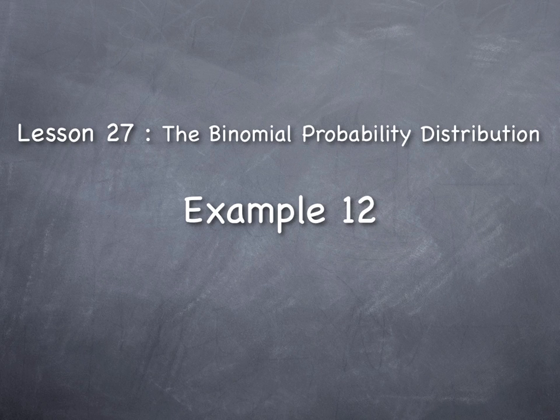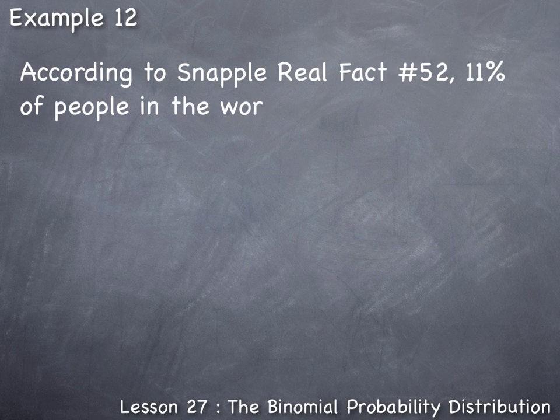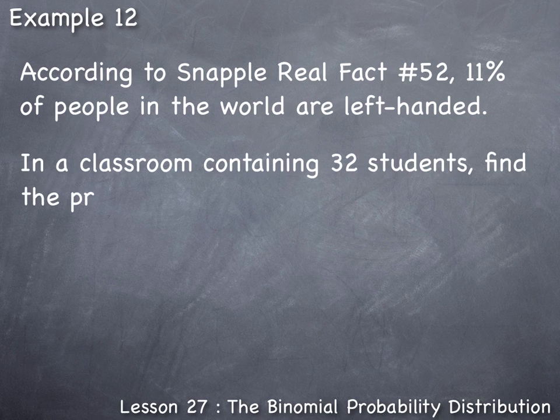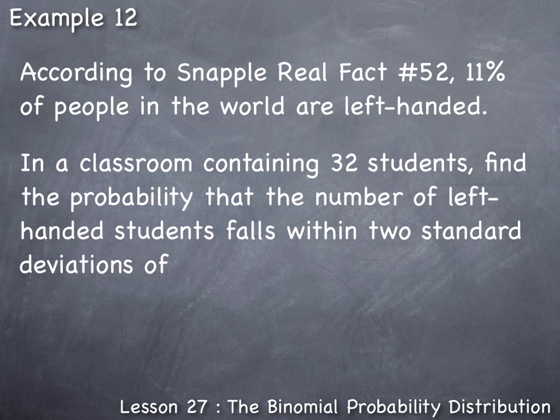Lesson 27, the binomial probability distribution. Example 12. According to Snapple, real fact number 52, 11% of people in the world are left-handed. In a classroom containing 32 students, find the probability that the number of left-handed students falls within 2 standard deviations of the mean. So here we're trying to find a probability.